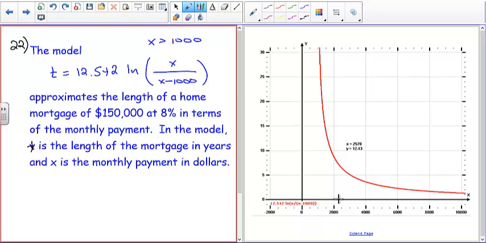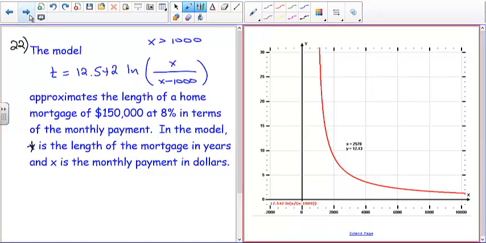Actually, the x-axis is the payment, and the y-axis is the time. So if you paid $2,000 a month, you'd pay it off in 8 years. If you paid $1,000 a month, you'd pay it off in 20-some years. So that's just using the graph. So what does it say?